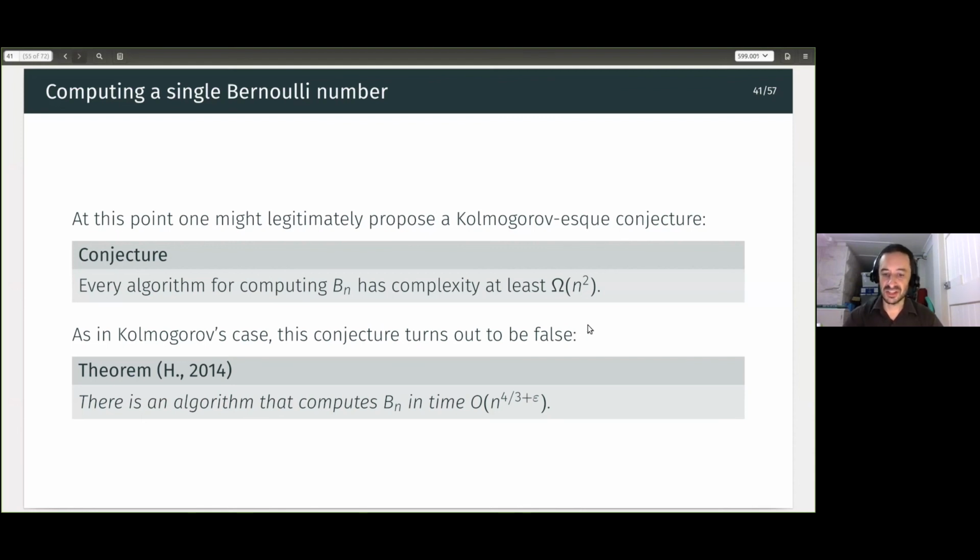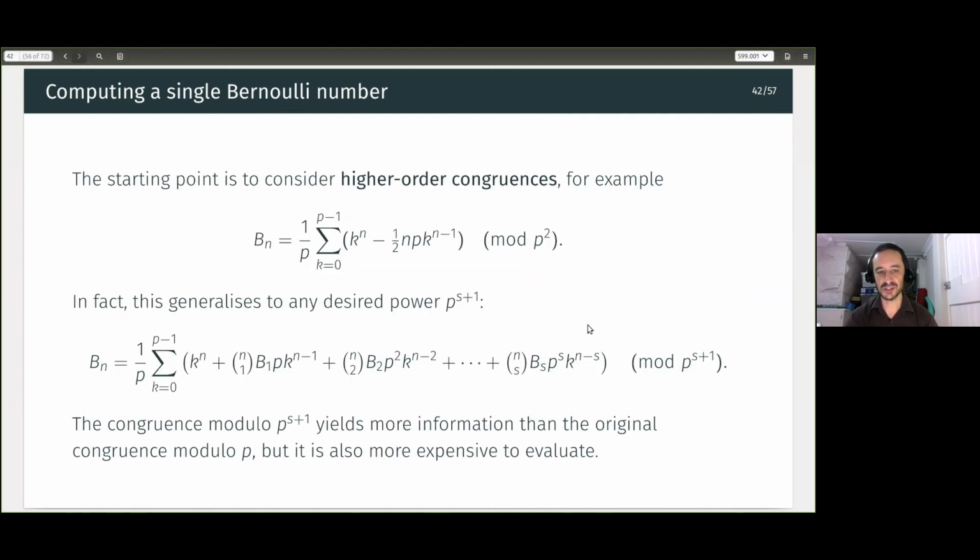There is an algorithm that does this in n to the 4/3 time. So why 4/3? That is a great question. I don't really know. That's just what comes out of it. And again, this relies on fast multiplication. So I'm going to explain briefly how this works.